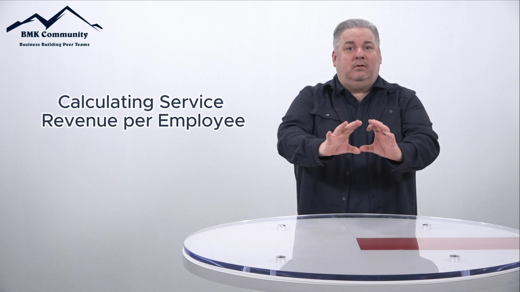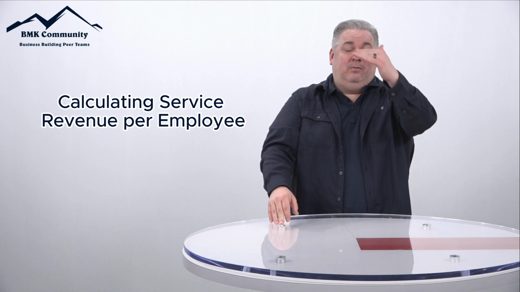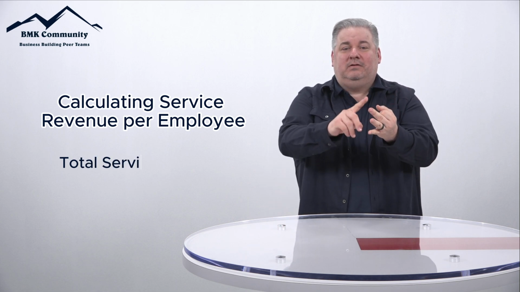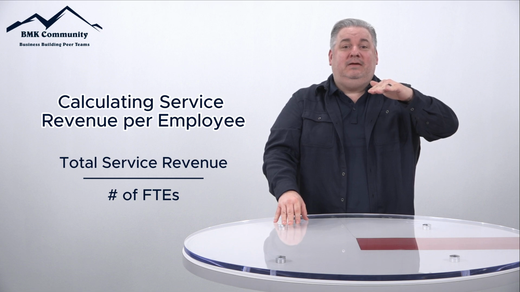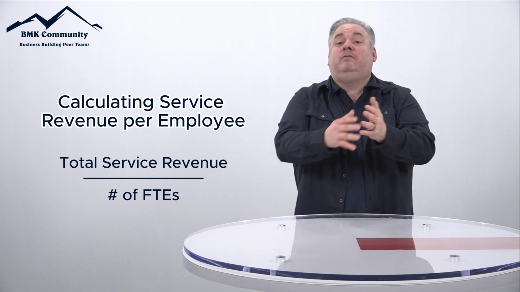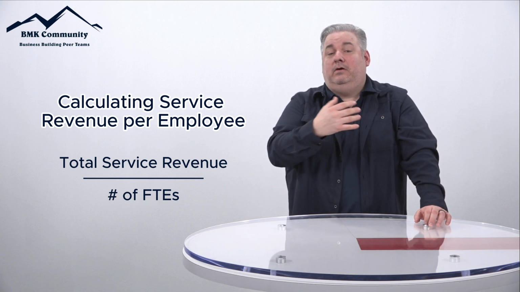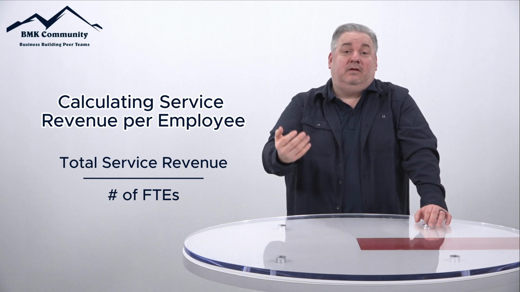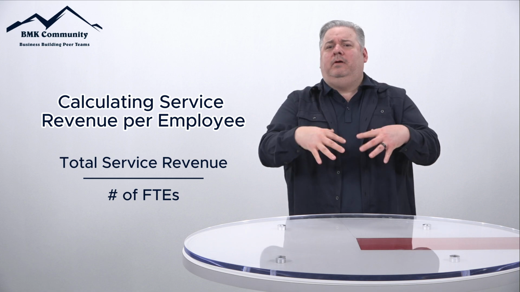So how do we calculate service revenue per employee? Well, it's kind of easy. We're just going to take the total service revenue, the hourly, the project, the recurring, and divide that by the number of service FTEs. And that's going to tell you a number, whether it's $190,000, whether it's $200,000, or whether it's getting closer to our target of $234,000. So now you know the number.